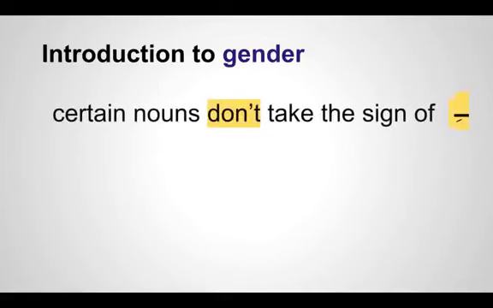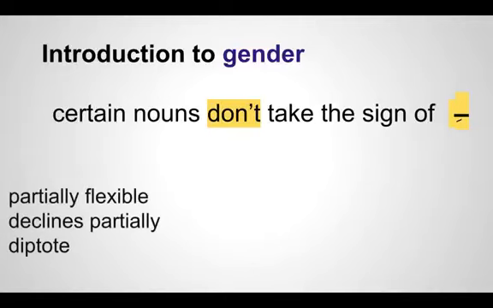However, we need to know that certain nouns do not take kasra at the end of the letter, and those are called partially flexible. They take a dhamma and a fatha, but there is no kasra at the end of the letter. So these are called a diptote, or partially flexible, or we can say it declines partially. We just talk a little bit about this so we can understand the following sessions, inshallah.